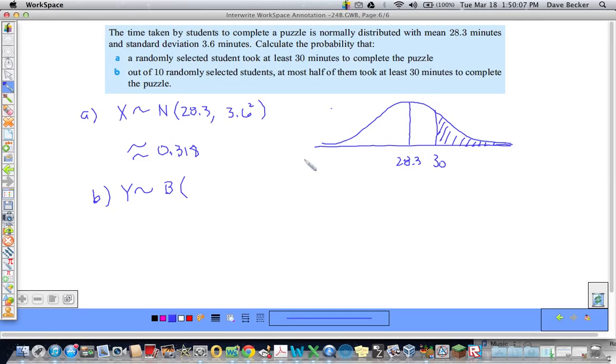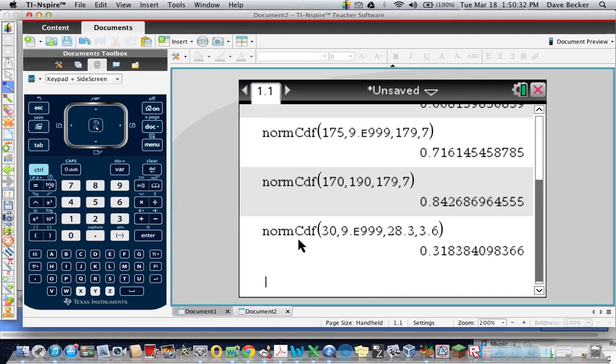Okay, so that would be number of trials, 10, yes. And then the probability, 0.318, okay? And we want to find out what is the probability that y is less than or equal to 5. What is that equal to? All right, well, that's very simple, very easy on the good old TI Inspire calculator.